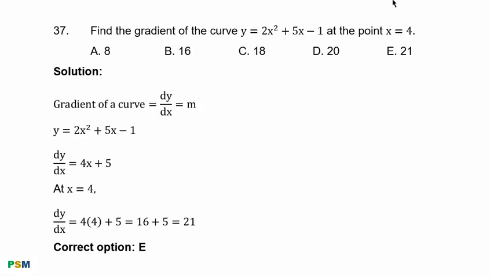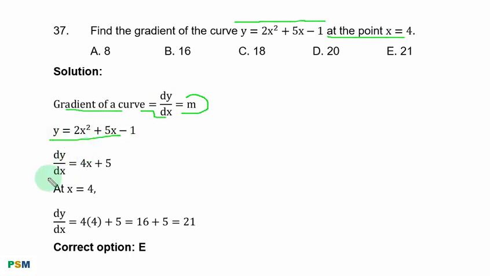Question 37. Find the gradient of the curve y equal to 2s squared plus 5s minus 1 at the point s equal to 4. Solution. Gradient of a curve is equal to dy ds. That is increment in y to increment in s, also denoted by m.